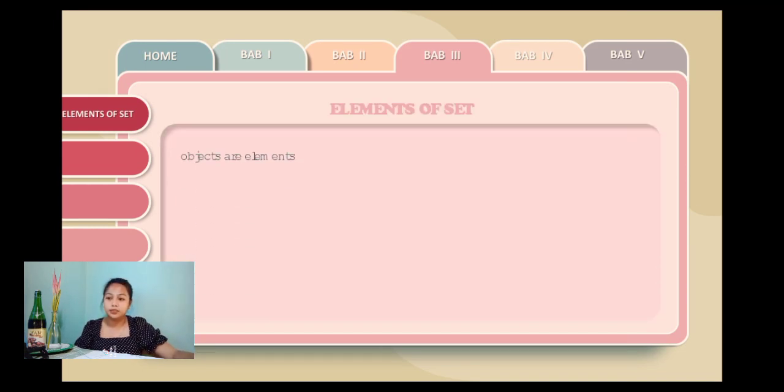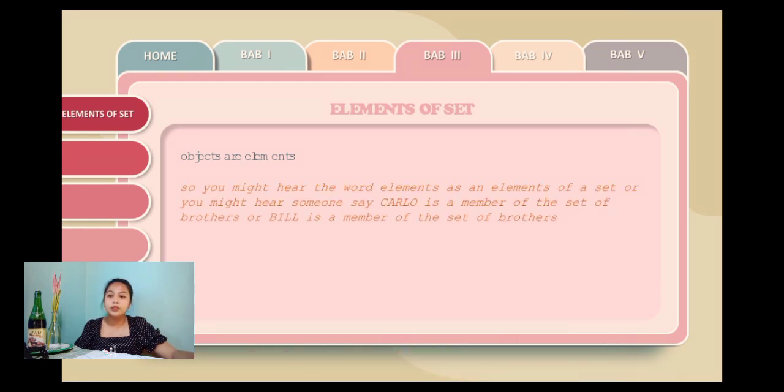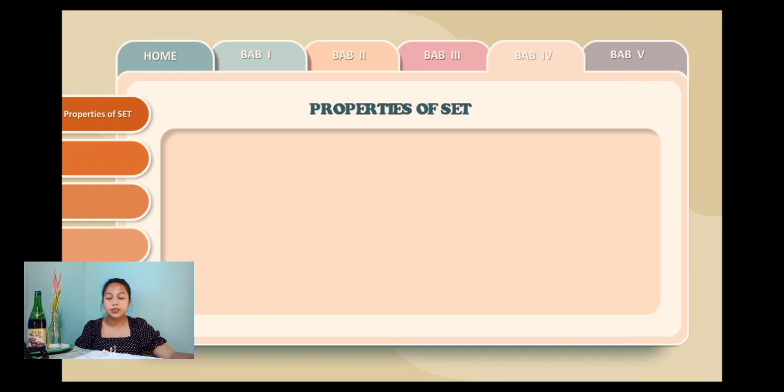Objects are elements. So you might hear the word element as elements of a set, or you might hear someone say Carlo is a member of a set of brothers, or Bill is a member of a set of brothers. So let's proceed to the properties of a set.